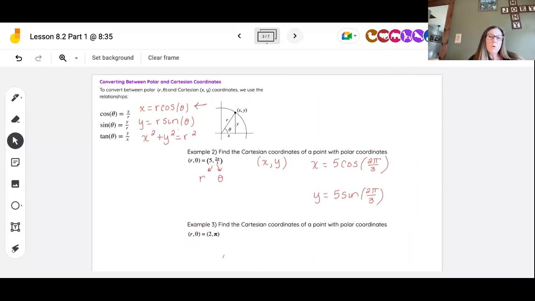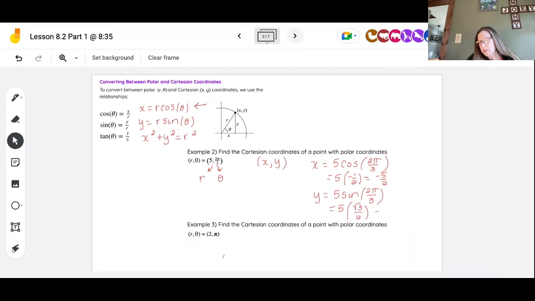All right, well, I know what sine and cosine of 2 pi over 3 is. I can grab my unit circle that we created quite a few weeks ago, unless you've got those memorized, of course. And I know that cosine of 2 pi over 3 is negative half. So this gives me 5 times negative half, or negative 5 halves for my x value. And then my y value at sine of 2 pi over 3 is square root 3 over 2.